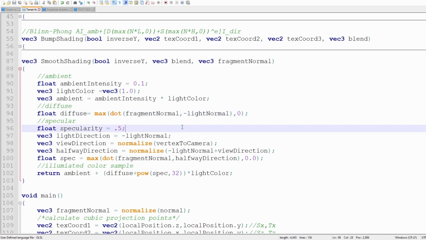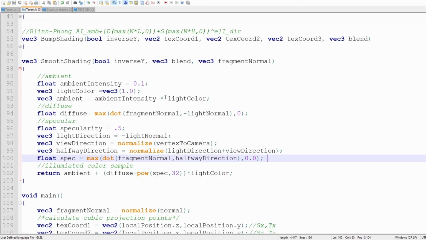For specularity, it's kind of the same thing. We will make this our light direction, and we want to normalize the vertex to camera for the same reason that we normalized this down here. We want to interpolate across the fragment between each vertex. Then to calculate the halfway direction, we will normalize the light direction with the view direction, and then the specular contribution is the dot product of the normal with the halfway direction, and then, like the diffuse, we clamp it to 0.